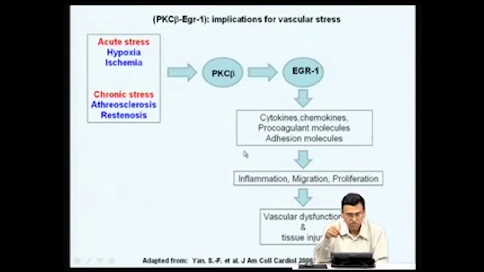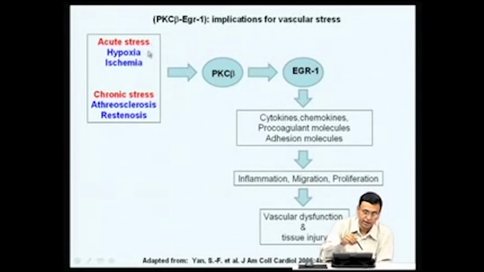Now, I have given just one example, taken from this particular article, to give you an idea of how protein kinase C signaling is linked to the activation of EGR1 expression. For example, in the case of arteries and veins, blood vessels, EGR1 signaling has been shown to play a very important role in vascular stress, like acute stress such as hypoxia and ischemia, as well as chronic stress like atherosclerosis and restenosis.